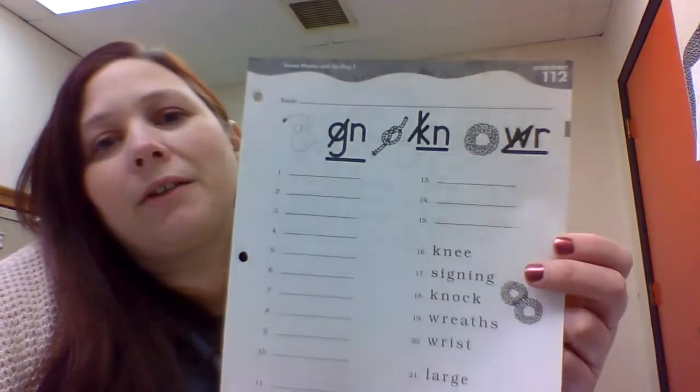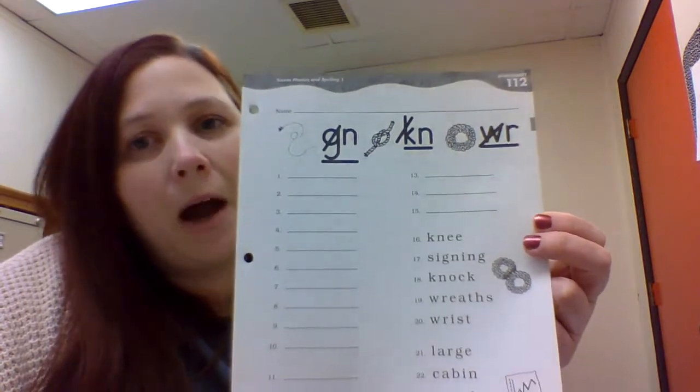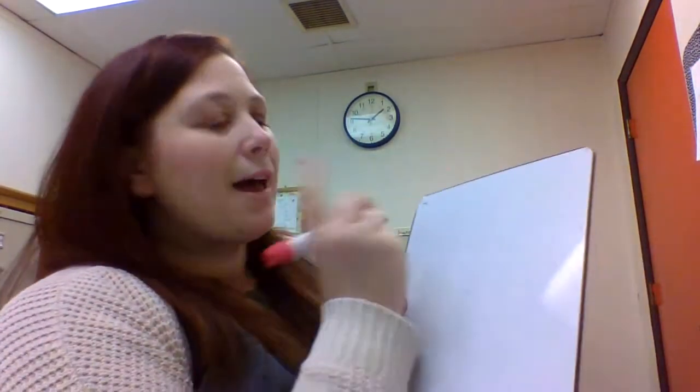Hi boys and girls, today we're on lesson 112 and it looks like this. Make sure you have that out. We're going to get started with our spelling sounds. Alrighty. Number 1 is E.